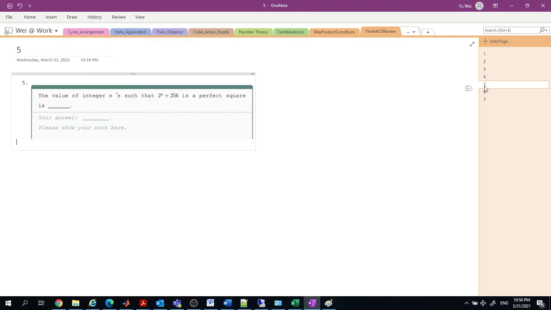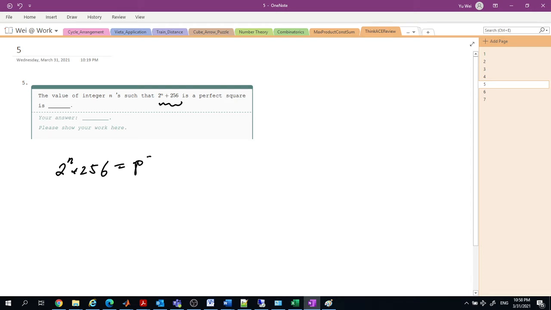Okay, next one. It asks what kind of value n makes this a perfect square. Let's assume 2^n + 256 is a perfect square, say p^2 where p belongs to the positive integers. Now the next step: 2^n equals p^2 minus 256, which is (p - 16)(p + 16).